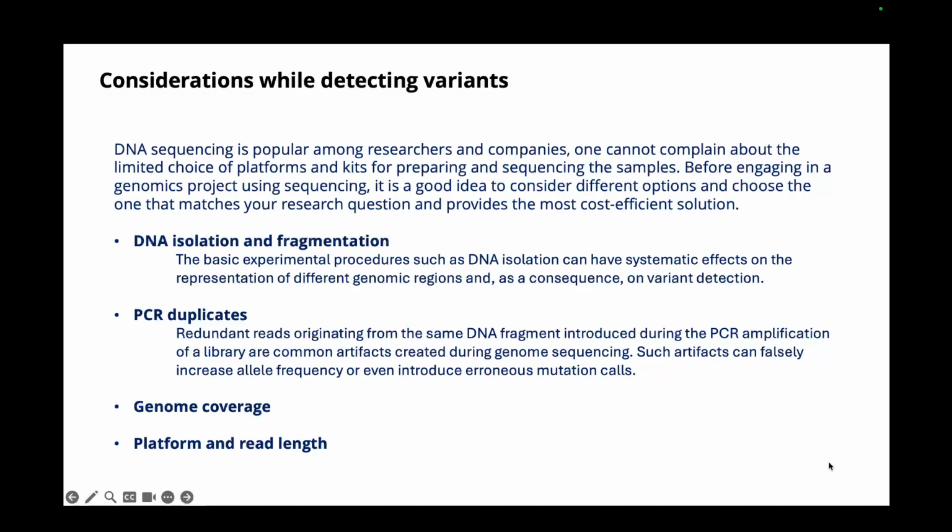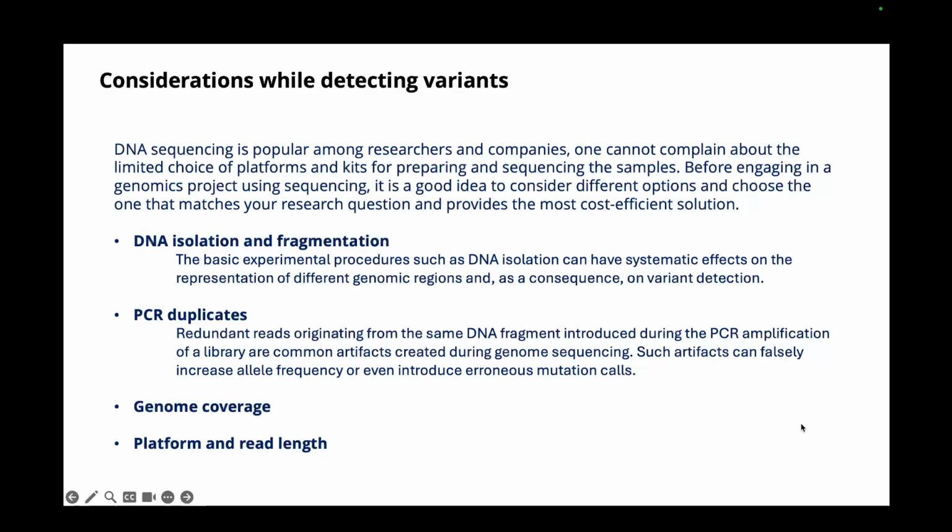The variant detection step is a downstream step. First you have to generate the sequence data, then you need to align it, then you need to do some QC steps, before and after alignment in some cases, and then you need to do the variant calling.